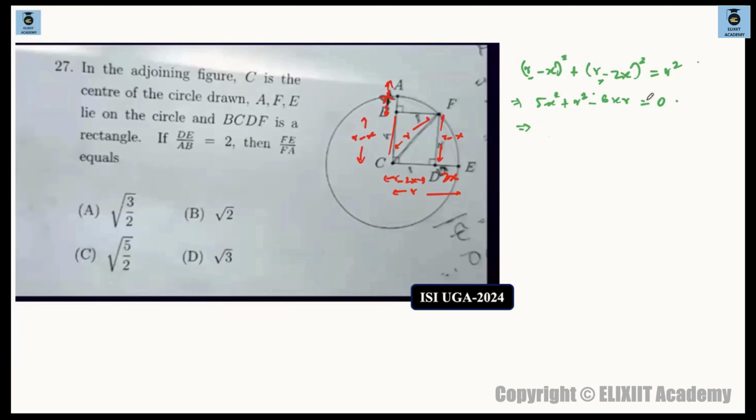ठीक है. या फिर r के टर्म्स देख लेते हैं. We can generate a quadratic in terms of r itself. क्या बोलते हो कि r square minus of 6xr, 6rx plus 5x square. ठीक है. कोई भी देख लो. बेसिकली you have a quadratic in terms of r, कर लो कि quadratic in terms of x बना लो. Anything. We just want a relation in terms of r and x.